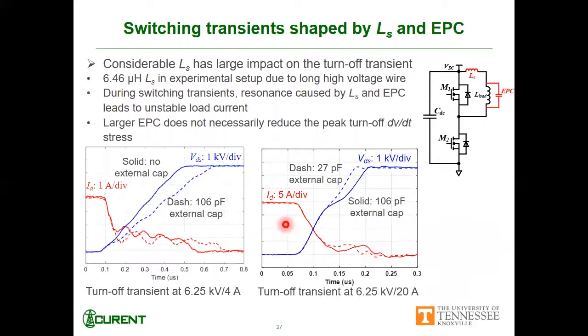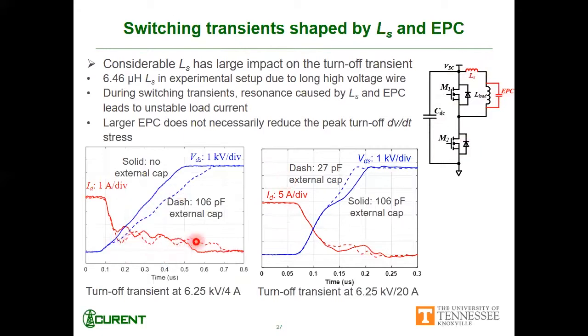So what about the time domain waveform, the detailed switching transient? What we find is that LS is caused by, because we need a high voltage wire to connect the device with the load inductor. That gives us about 6.5 microhenry LS in the experimental setup. We find that LS has a large impact on the switching transient, especially the turn off transient, because LS will cause resonance together with EPC in the load inductor. During the switching transient, the load current is not stable, and the turn off transient relies on the load current to charge the capacitors. So we can see we got this resonance.